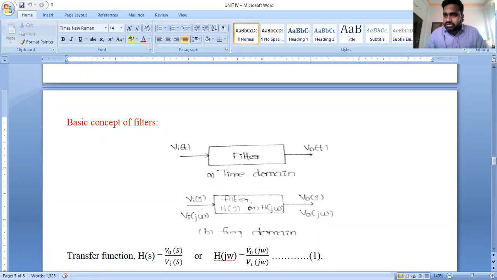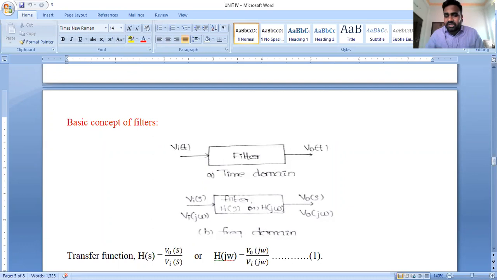Here the filter is a combination of active elements and passive elements, like the linear integrated circuit, which is segregated on a silicon wafer. Filter is also a combination of active elements and passive elements. What does a filter do? A filter will process the signal depending on the application. If it is a low pass filter, it will process lower order frequencies. If it is a high pass filter, it will process higher order frequencies. So depending upon the application, the filter will deliver its function.